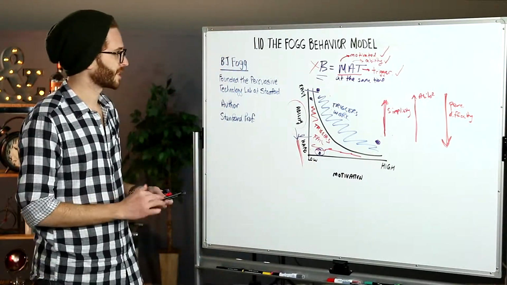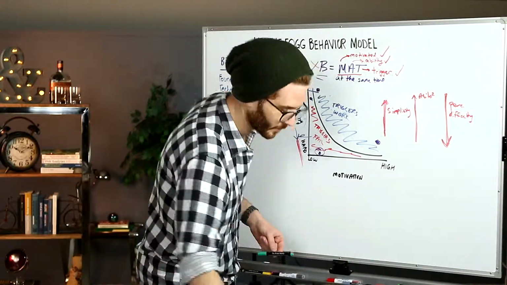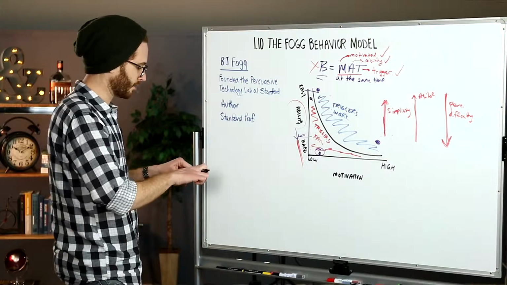Now let's talk about triggers for a second. What color do we have left? Let's do something. Let's take green. Okay, green. Let's talk about triggers.